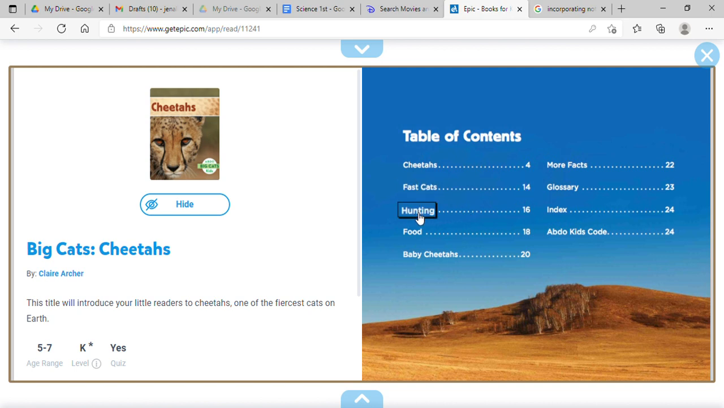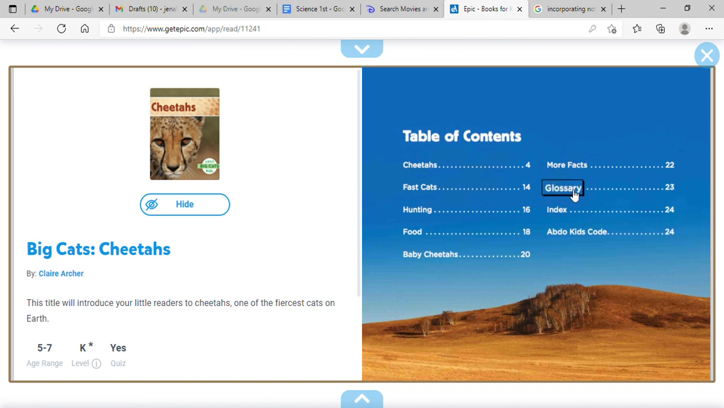If you want to learn more about hunting, you go to page 16. If you want to learn more about food and what they eat, you go to page 18. If you want to learn more about baby cheetahs, you go to page 20. And then they have more interesting facts on page 22. They have the glossary on page 23.